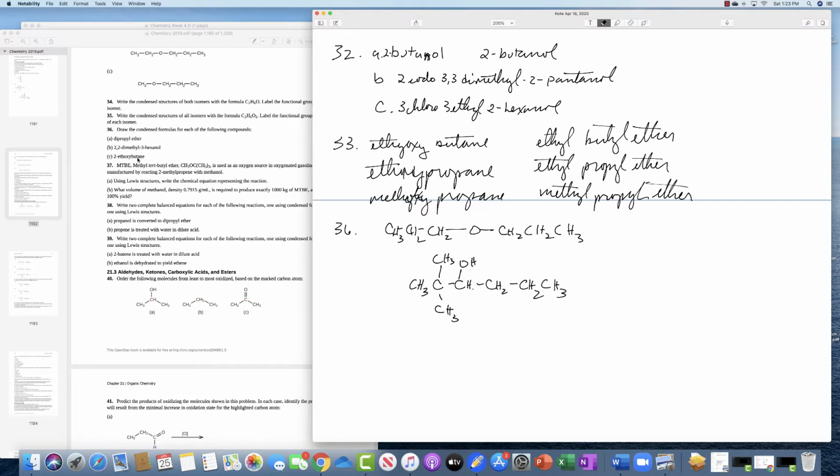Lastly, 2-methoxybutane. Now, what that will tell you is you have butane, 1, 2, 3, 4, CH3, CH, CH2, CH3. Now, by saying 2, it means that it's attached to the second carbon here, which is why I left the hydrogen out. So it's 2-methoxy, so that means we have OCH3 down here. So 2-methoxybutane.